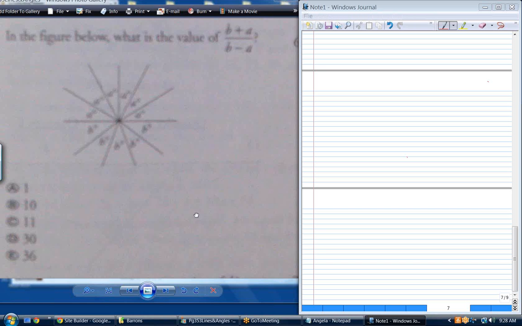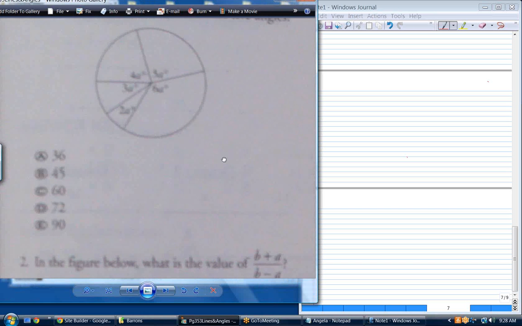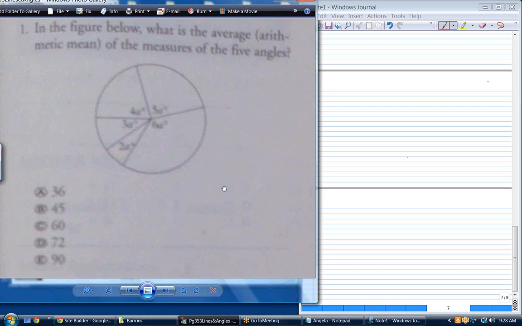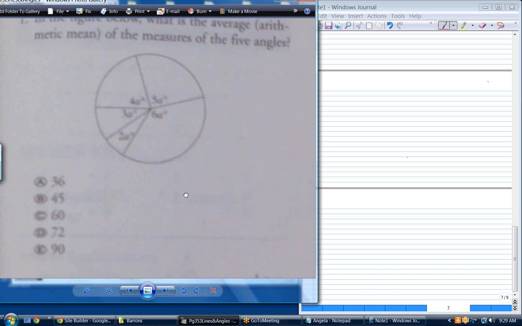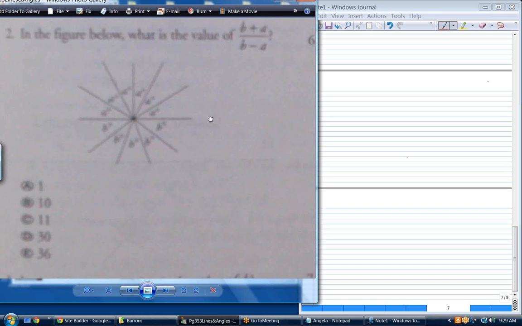Unlike the previous problem, in this problem here, there's no need to solve for A if you spot the shortcut. You just know that the average of those 5 angles has to be 360 divided by 5. This is a totally different problem. We do need to solve for A and B here.